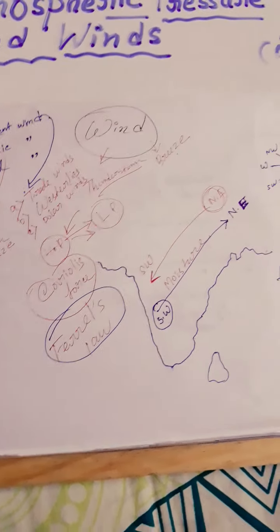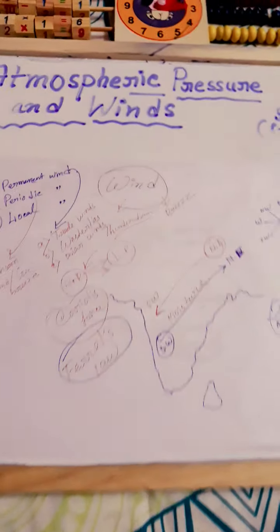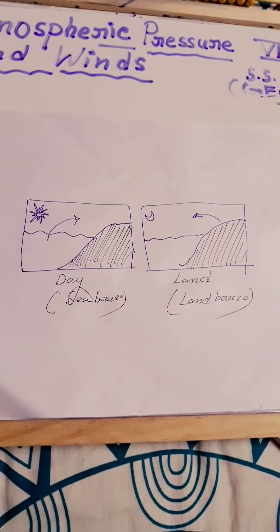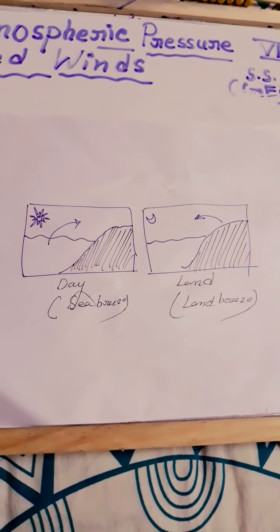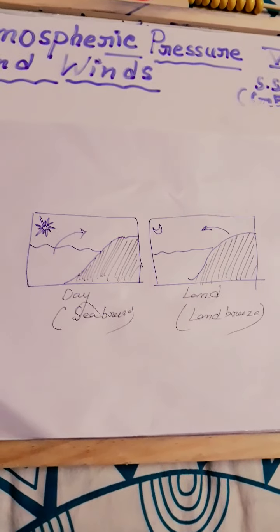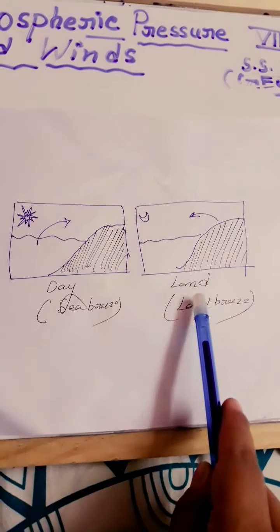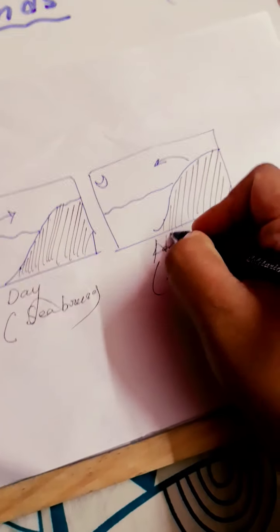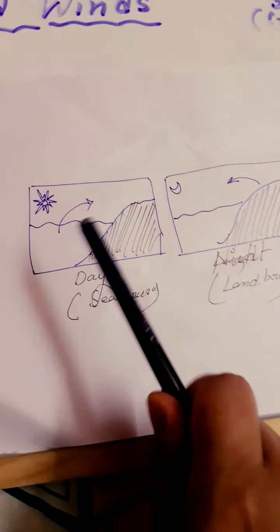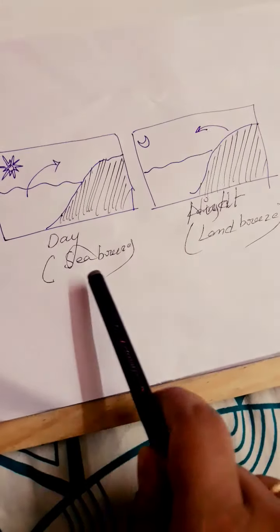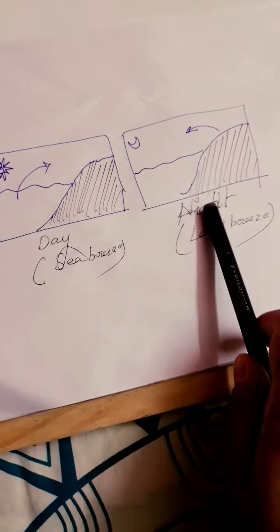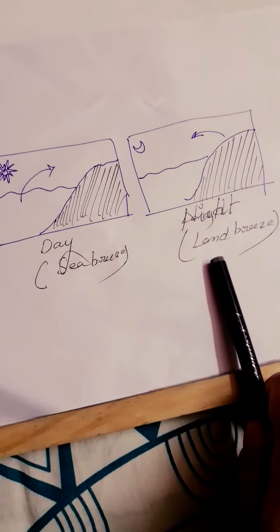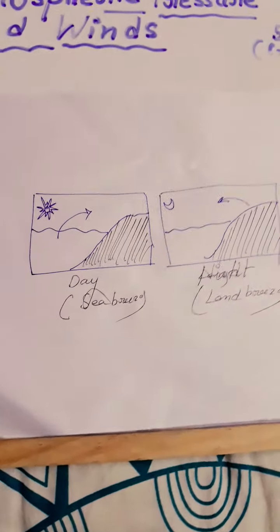Okay. Now, what about land and sea breeze? So, follow this diagram. Roughly, I have drawn a diagram here, and these two diagrams are for the daytime and the night time. This one will be night. In the daytime we observe that the sea breeze blows, and in the night time the land breeze blows. Now, what are the sea breeze and land breeze?